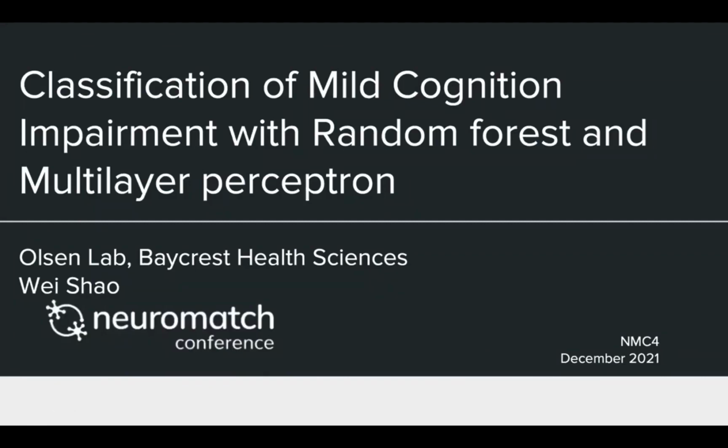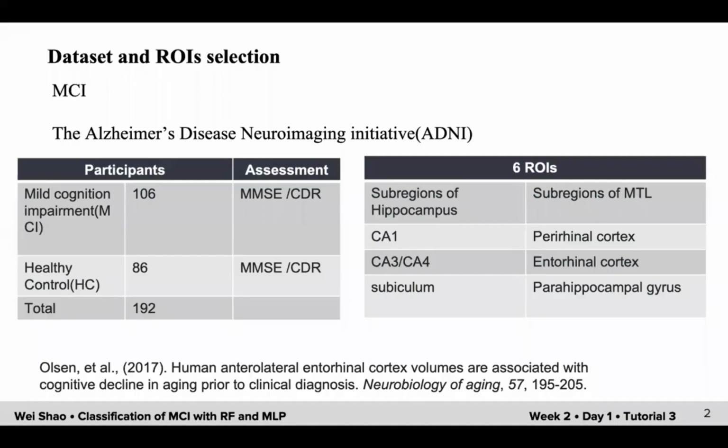Today, my presentation topic is the classification of mild cognitive impairment with the Random Forest and the multi-layer perceptron. First, what is MCI? MCI is the intermediate stage between the expected cognitive decline of normal aging and the more serious symptoms such as dementia. MCI is characterized by problems with memory, language, thinking, or judgment.